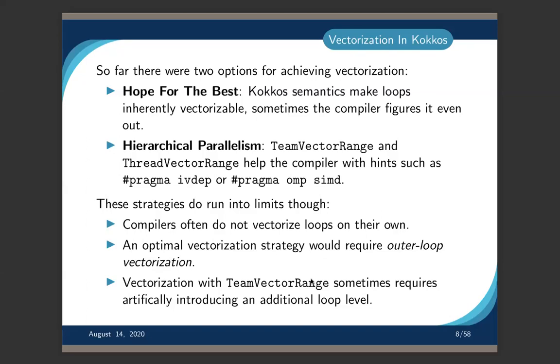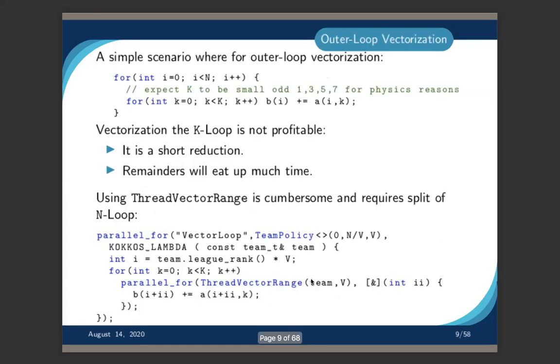And last but not least, trying to use team vector range or thread vector range as your vectorization mechanism sometimes requires you to introduce an additional loop level, even though you don't really need that. You can see that for a simple scenario where you would really want outer loop vectorization. So you have these two nested loops here, right? You have a loop over I and a loop over K. But K is often small. For physics reasons, it's often weird numbers like 3 and 5 and 7. Nothing which hardware really likes. Hardware likes powers of 2, you know, 16, 32 would be really awesome. But 7, 5, 3, not so much.